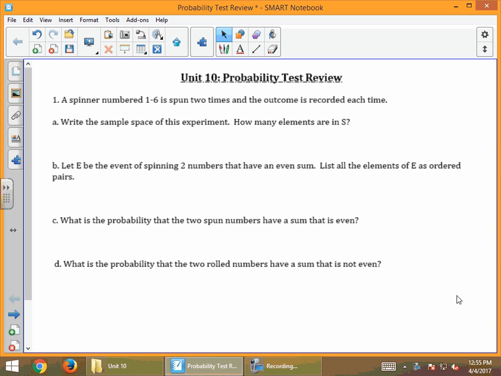A spinner numbered 1 through 6 is spun 2 times, and the outcome is recorded each time. Similar problems have been on quizzes and practices. A lot of students we see just put 1, 2, 3, 4, 5, 6. Okay? You have to pay close attention. We're spinning the spinner twice.